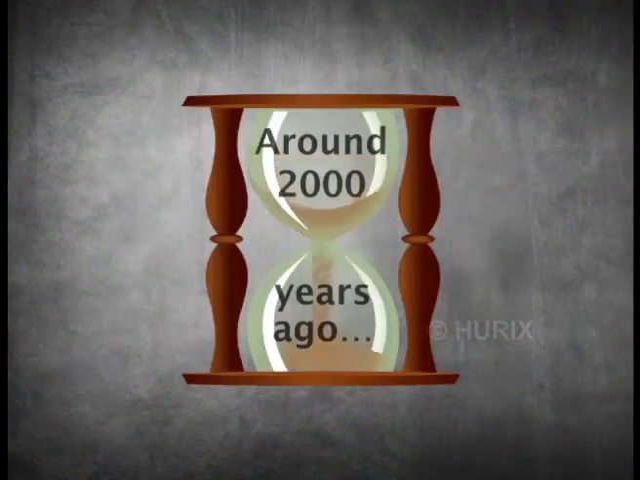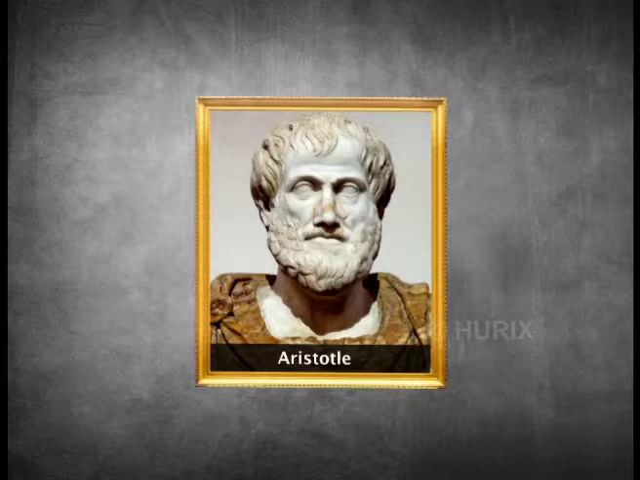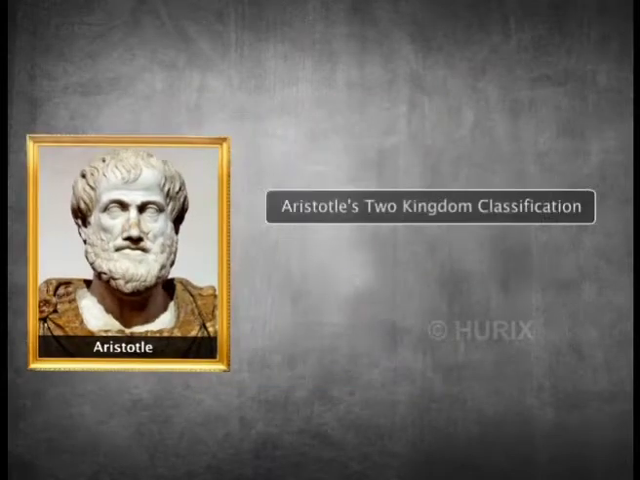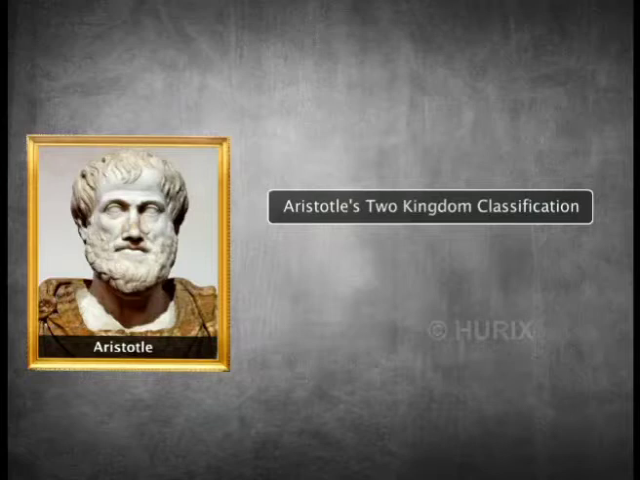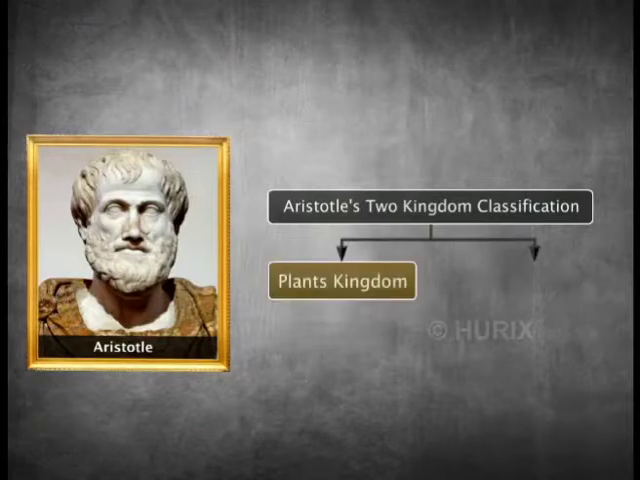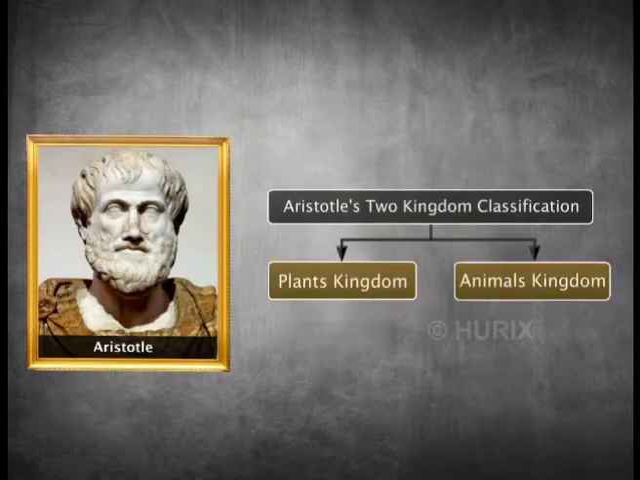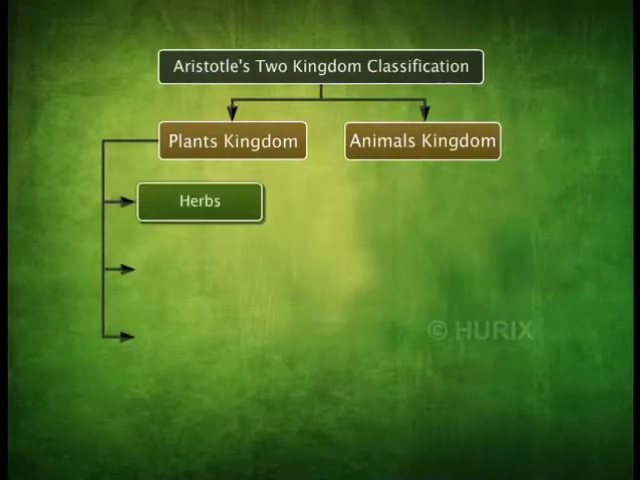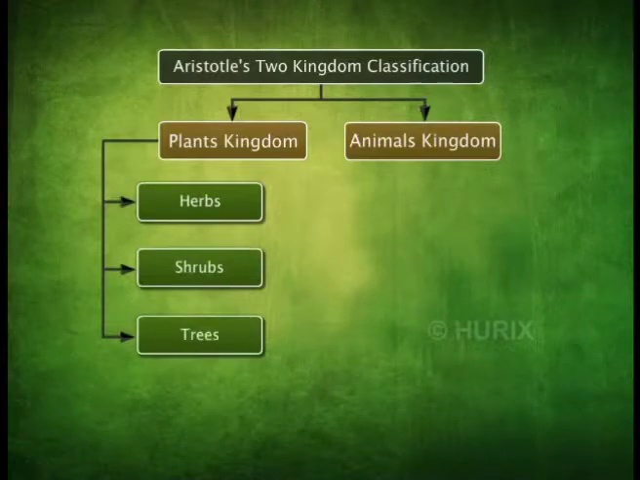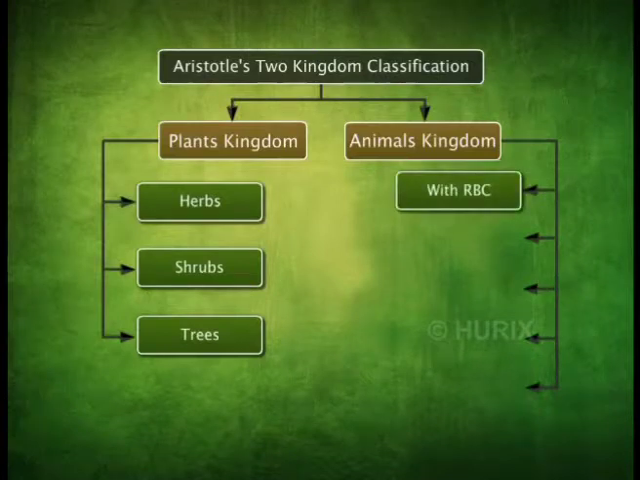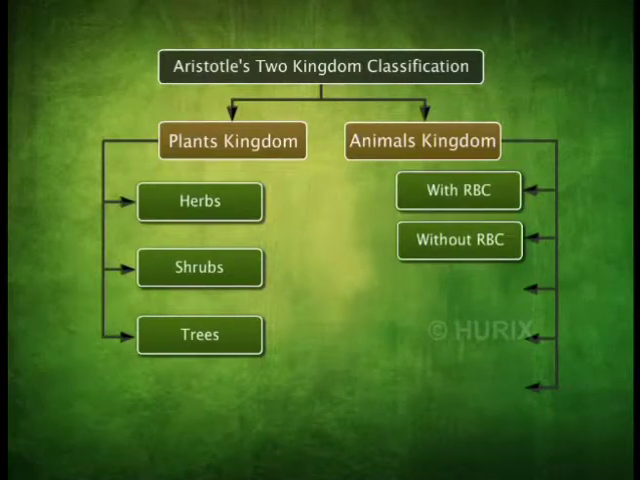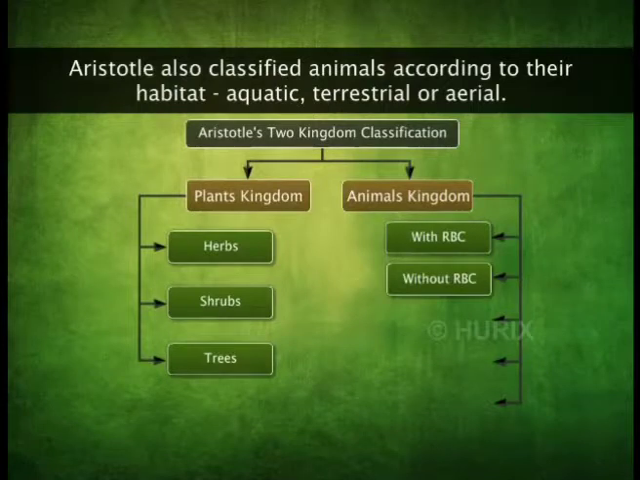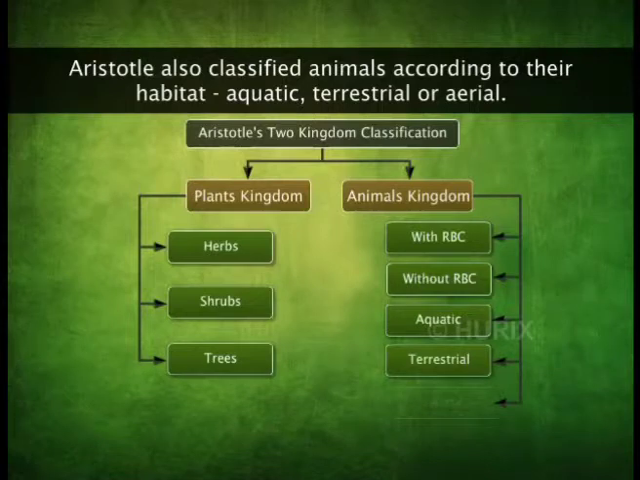Around 2000 years ago, Greek thinker Aristotle was the first to classify organisms on scientific basis into two kingdoms, plants and animals. Plants were divided into three subgroups: herbs, shrubs, and trees, while animals were divided into two groups based on the presence or absence of red blood cells. He also classified animals according to their habitat: aquatic, terrestrial, or aerial.